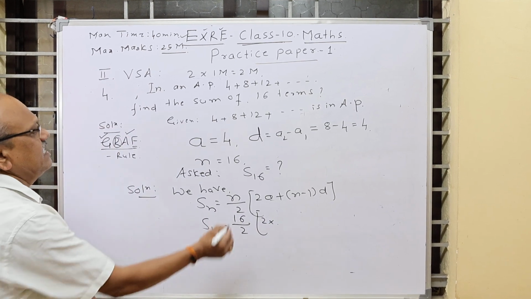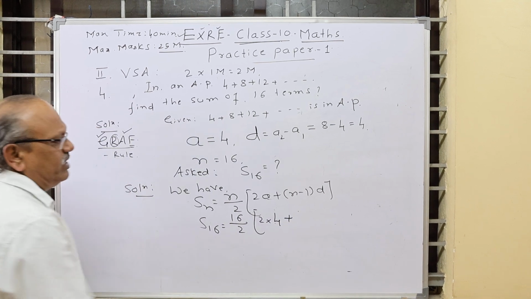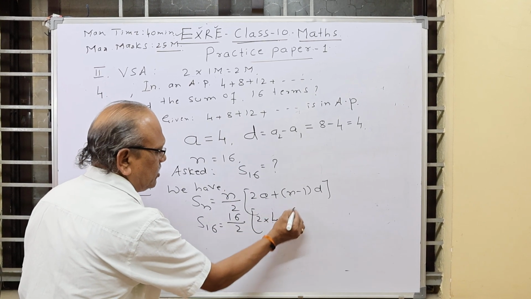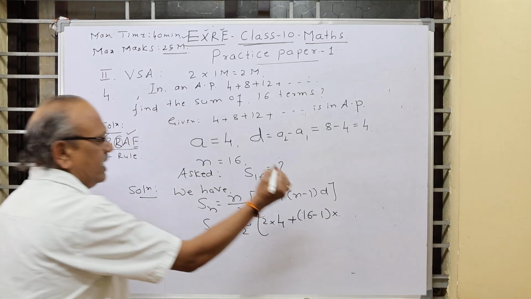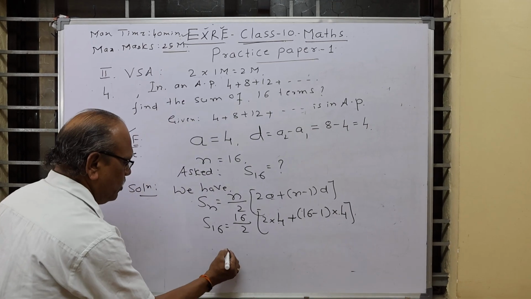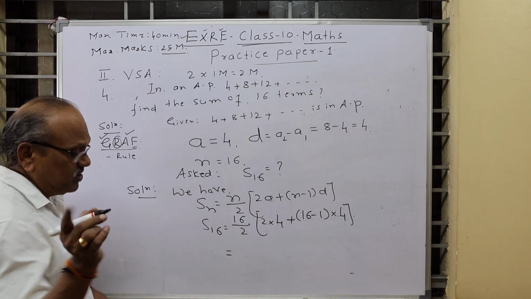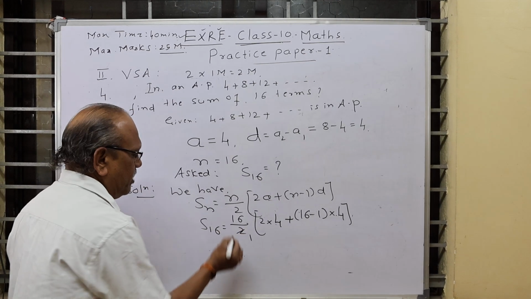What is a in this case? a is 4. Let us substitute it. Plus n minus 1. What is n here? n is 16. You get minus 1 into what is the d? d is 4. Carefully solve. Addition, subtraction, carefully do. Particularly the arithmetic part, you must be very careful. Many of you make mistakes in cancellation, addition, subtraction, multiplication.